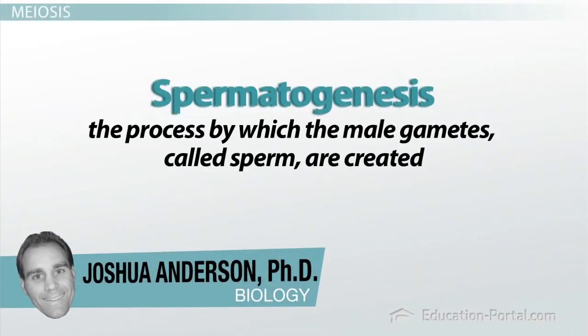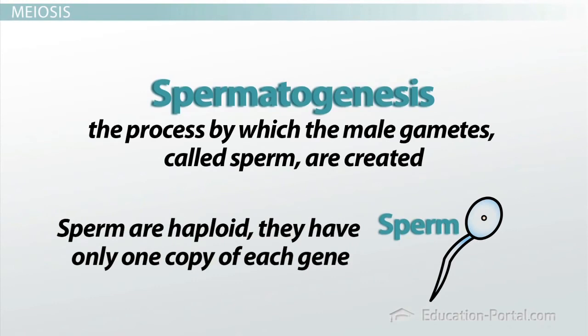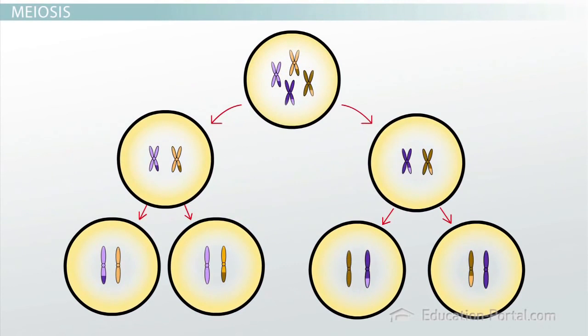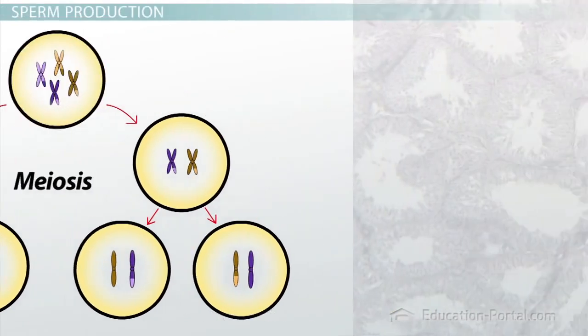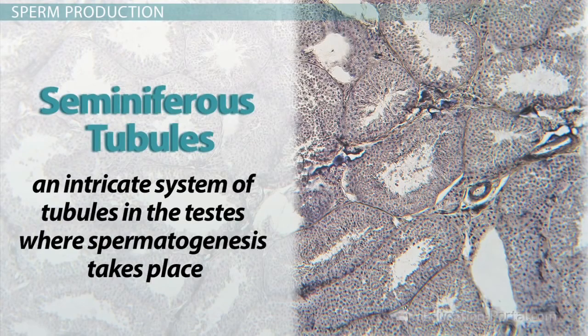Spermatogenesis is the process by which the male gametes, called sperm, are created. Now you may recall that in order to create sperm that can combine with a female gamete, each sperm must be haploid and contain only one copy of each chromosome. You may also remember that in order to create haploid gametes, a cell must go through the process of meiosis, which involves replicating its genome and then dividing not once, but twice, in order to create 4 haploid gametes from a single diploid cell.